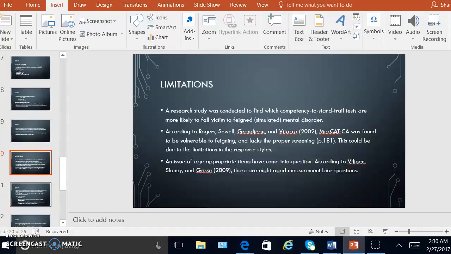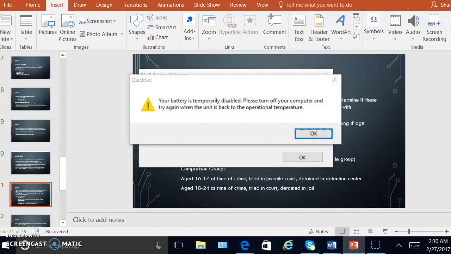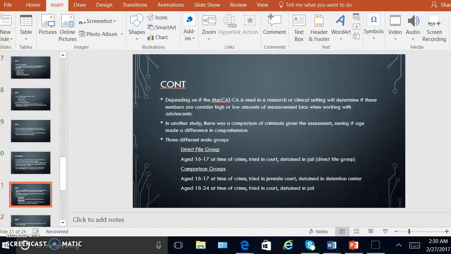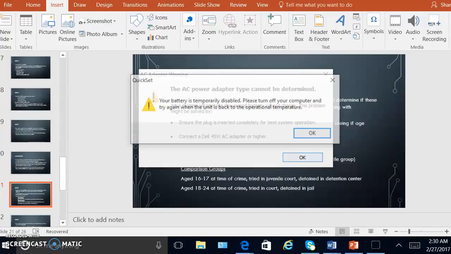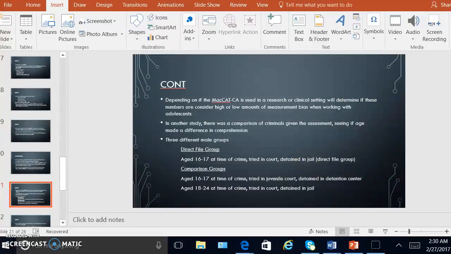You will see that there was a study done, and that's on the next slide, but it is to show that 8 of the items are age measure bias questions. Depending on if the MacArthur is used in a research or clinical study, that will determine if that is a high percentage to have: 8 out of the 22 as a measured bias working with adolescents.